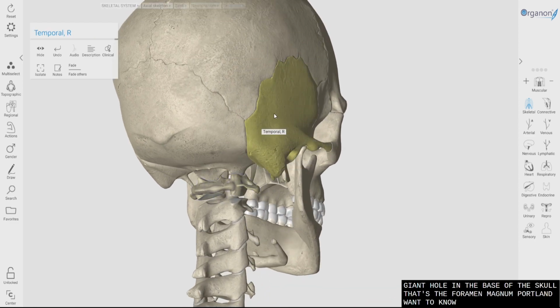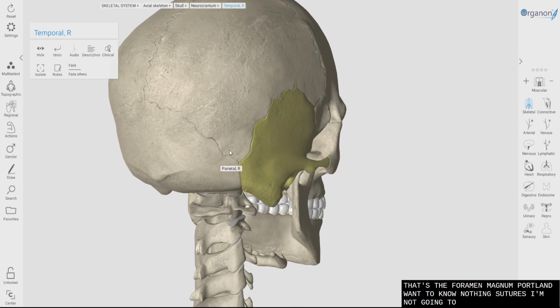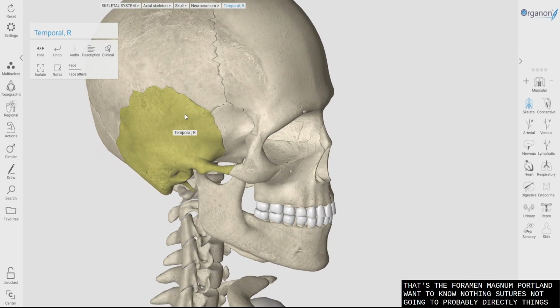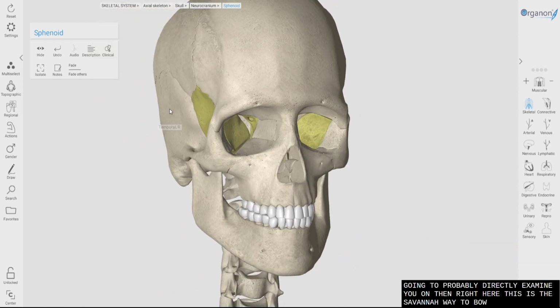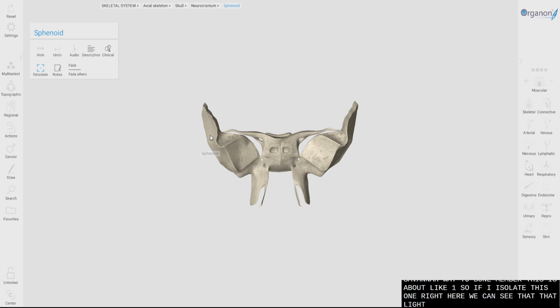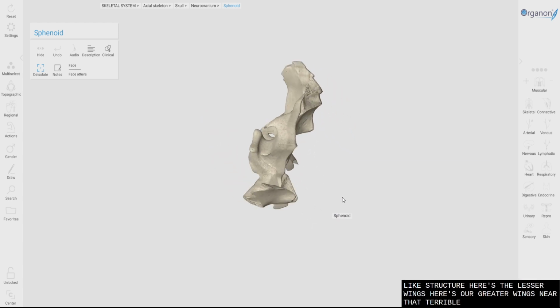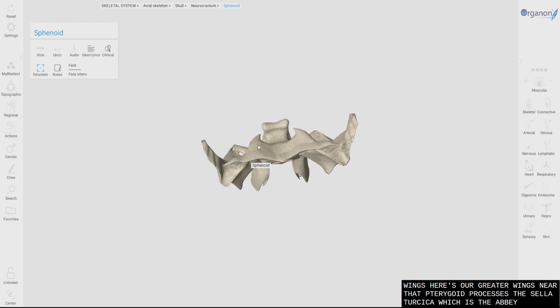Important one to know. Now these sutures, I'm probably not going to directly examine you on. Then right here, this is the sphenoid bone. Remember, this is the bat-like one. So if I isolate this one right here, we can see that bat-like structure. Here's the lesser wings. Here's the greater wings. Here's that pterygoid process. This is the sella turcica, which is the base part of the sphenoid.